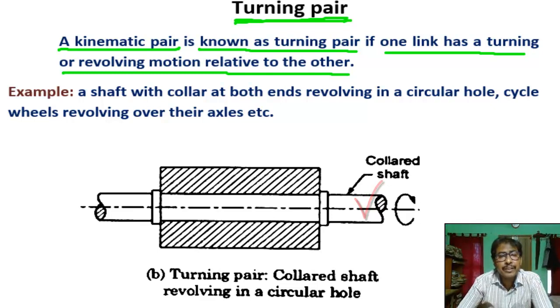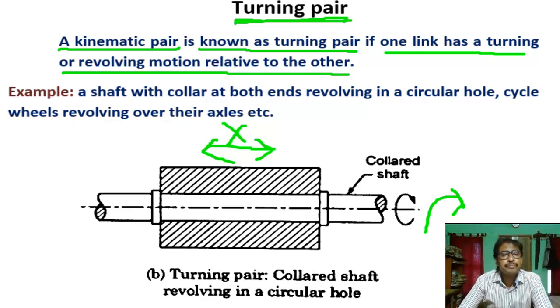This is a shaft, this is the collar, this is the circular hole. Shaft is rotated in this direction, but due to this collar it does not reciprocate in this way, so it is a turning pair, only revolve.